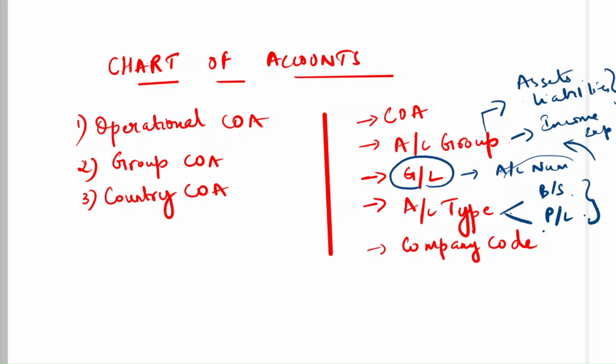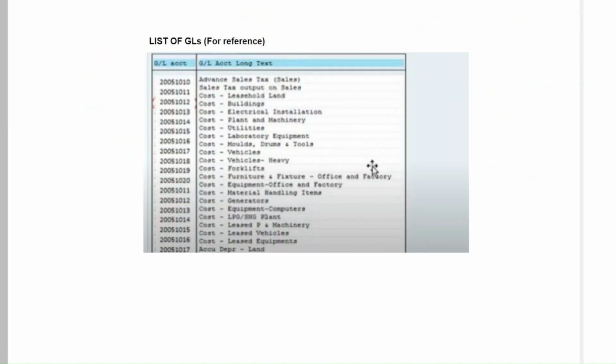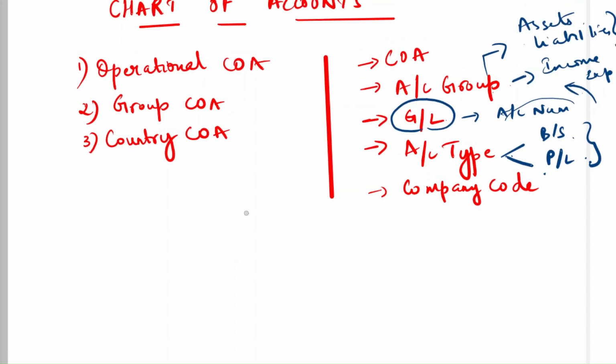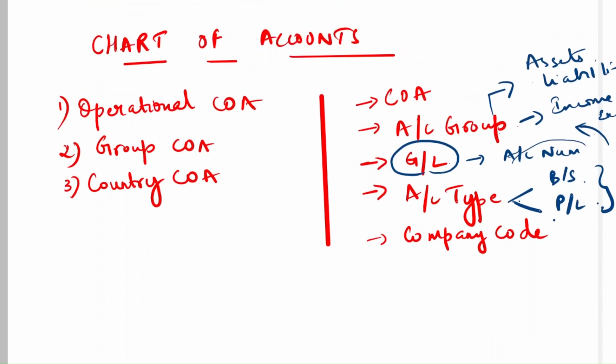So when we speak about chart of accounts in an auditor's context, we are referring to the list of GLs. So for reference, this is how it would look like when you try to export it from SAP. So when you are at the audit location, you can ask the client or you can get access to SAP. Make sure you get only read-only access and then export it on your own.